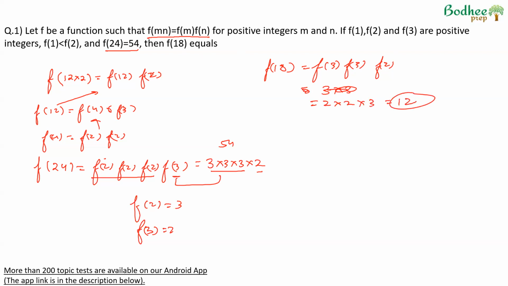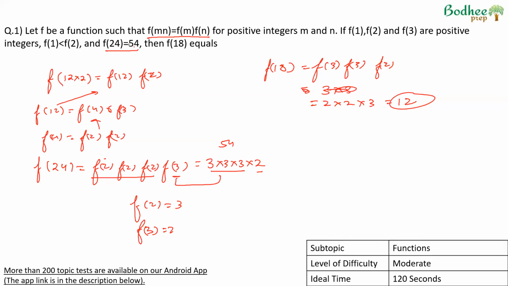Again, if you look at this question, I'd say this question is actually a moderate to difficult level of question because it is a little difficult to get the crack that all we have to do is break down 24, 54 and equate them. But apart from that, the calculation involved is not very high. So I'm saying moderate to difficult question, but the attempt time would be somewhere around 2 to 2.5 minutes.